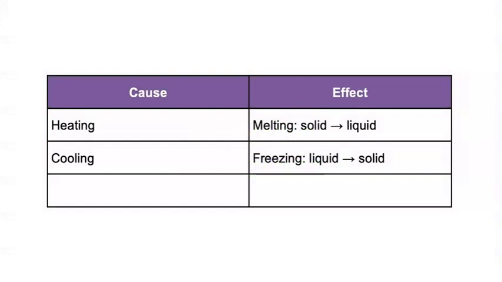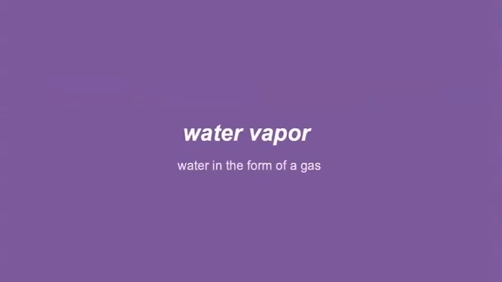Let's add this information to our cause and effect chart. The cause is heating. What is the effect? The effect is evaporation, when a liquid turns to gas. The process of evaporation forms water vapor. Water vapor is water in the form of a gas. We can't see water vapor, but water vapor is in the steam that rises from the beaker.